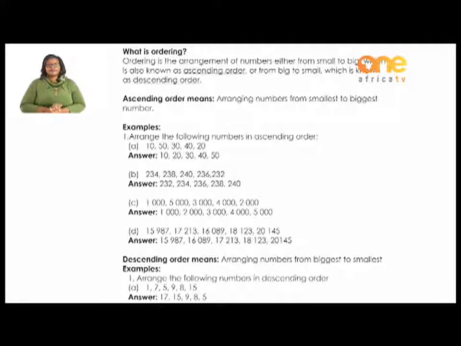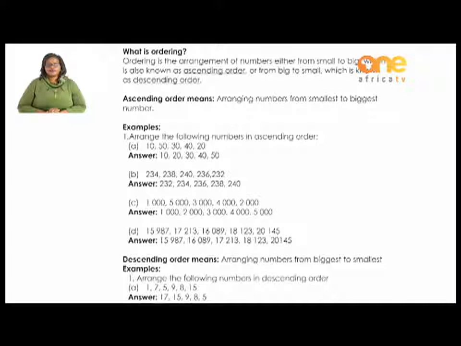If you go to B, we are having 234, 238, 240, 236, 232. So the smallest number there will be 232, followed by 234, 236, 238, then the last one will be 240.